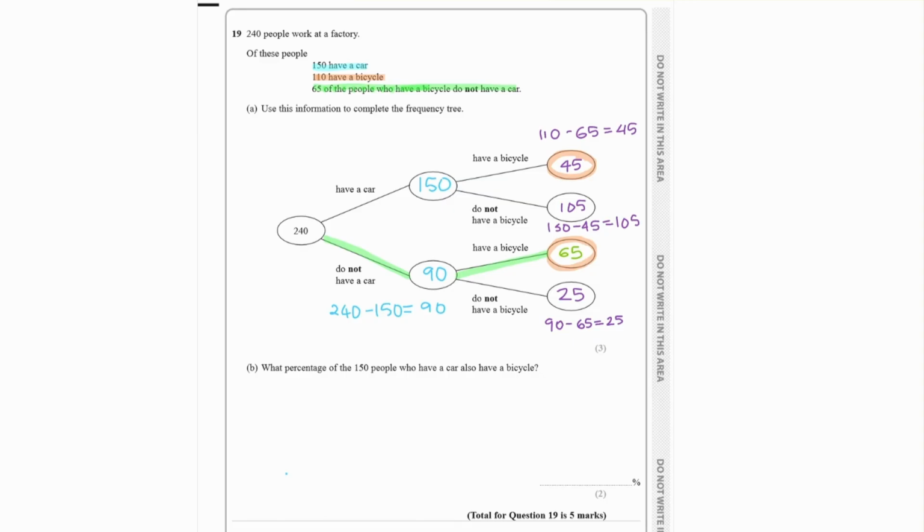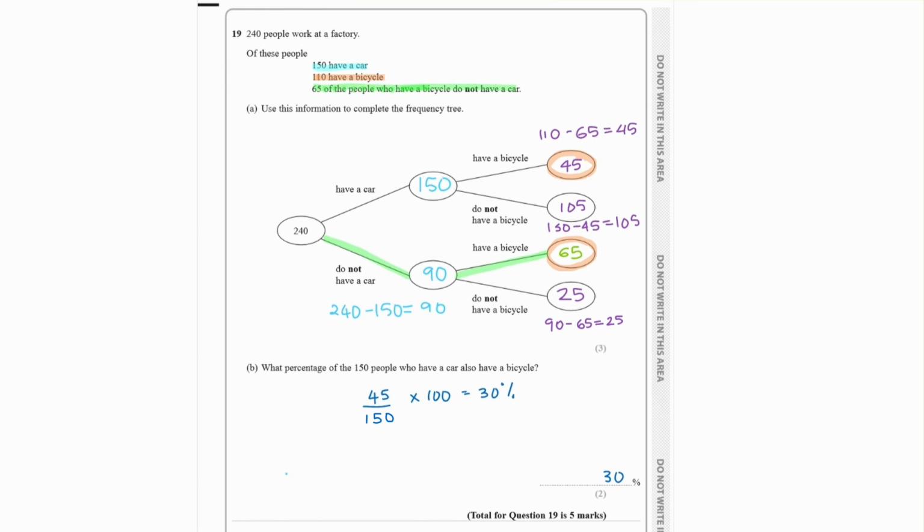Part B says what percentage of the 150 people who have a car also have a bicycle? So we're looking at this section of people who have a car and also have a bicycle, which is 45. So we can write this as 45 out of the 150 people. And we can multiply that by 100 to make it a percentage, and that gives us 30%.